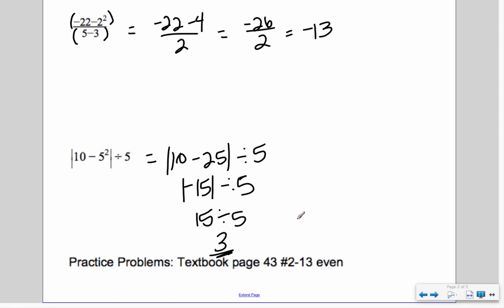So that's how you do order of operations. This is your practice problems, and I will make sure these get posted on the Google Drive for those of you that don't have access to your textbook. Remember, you need to do the even problems. If you're having trouble, please do the odd problems and check your answers in the back of the book, or if you're using the online version, just find that on the online version.